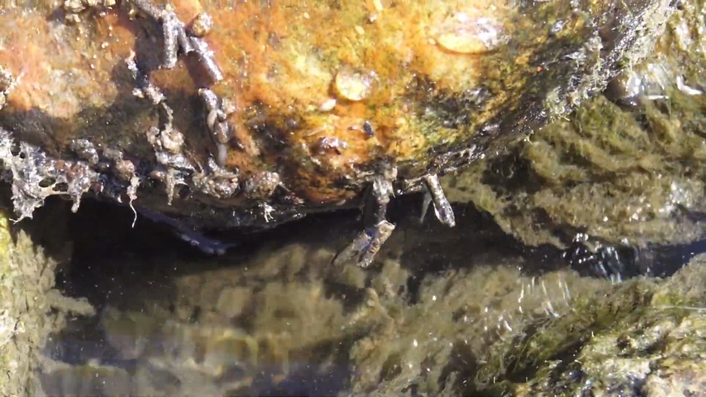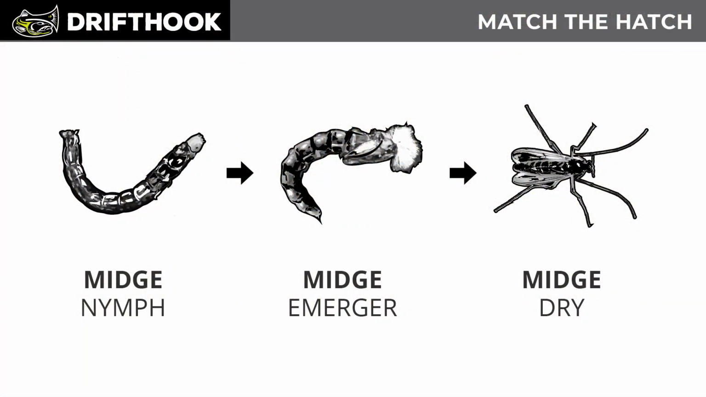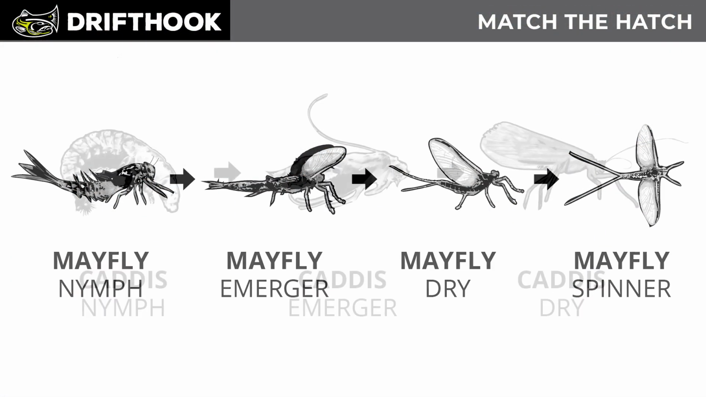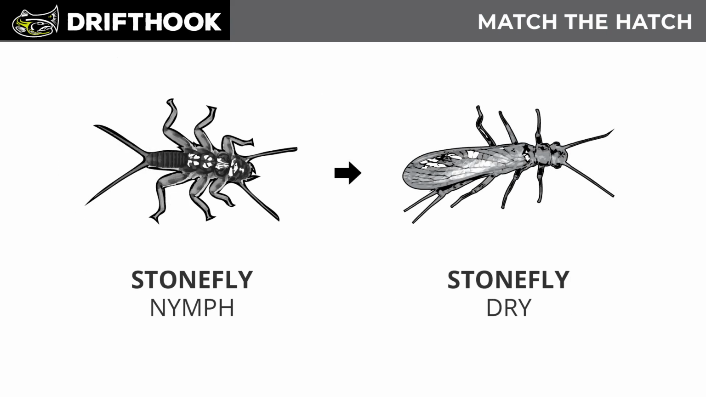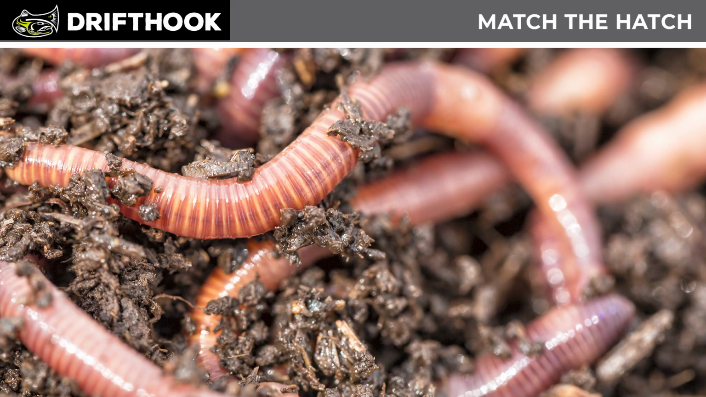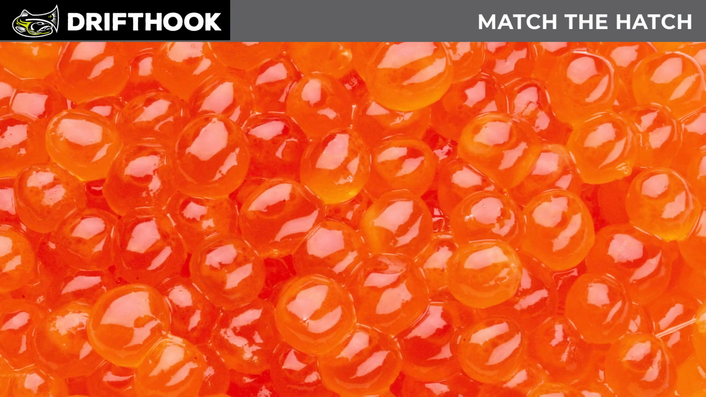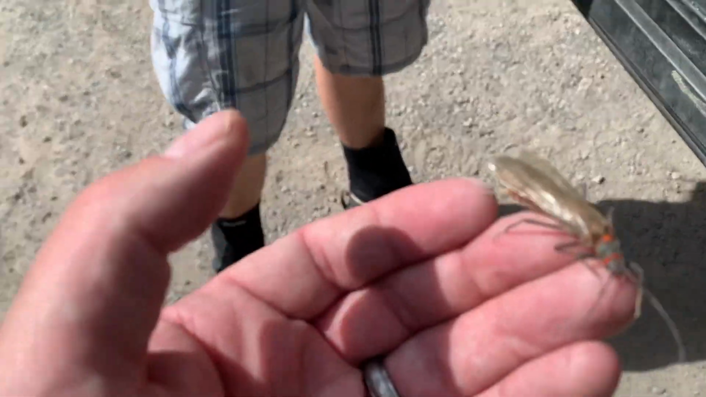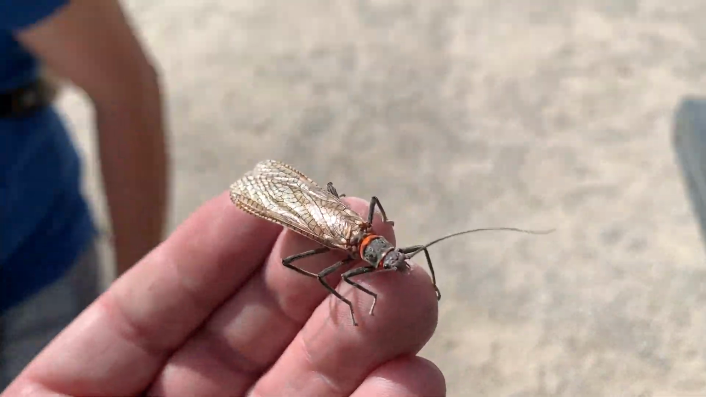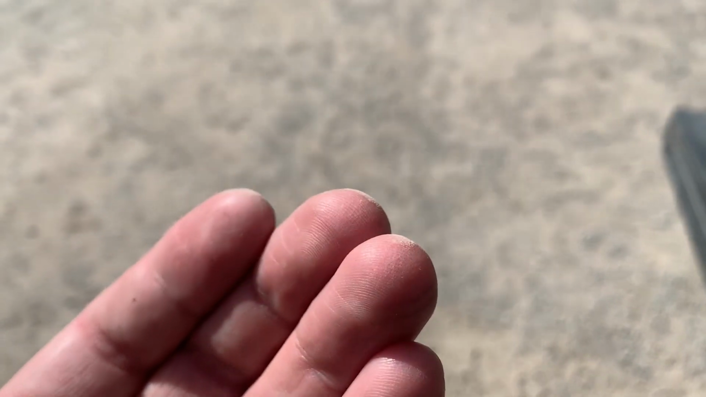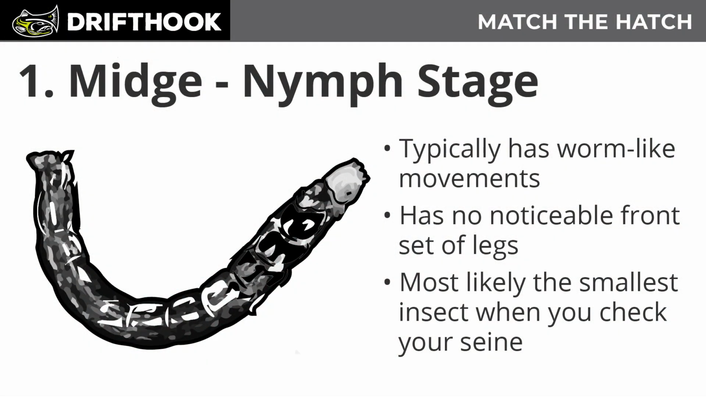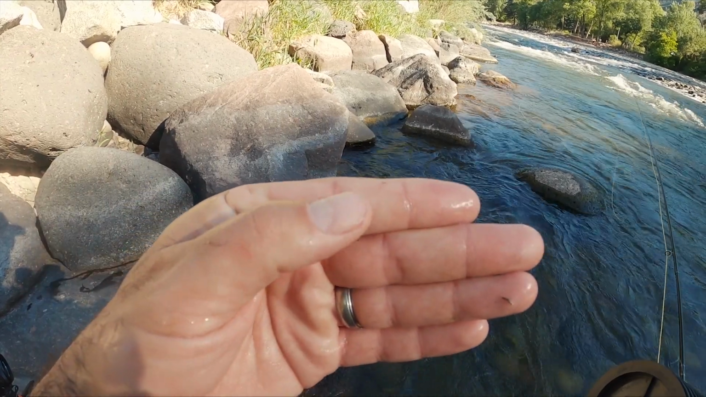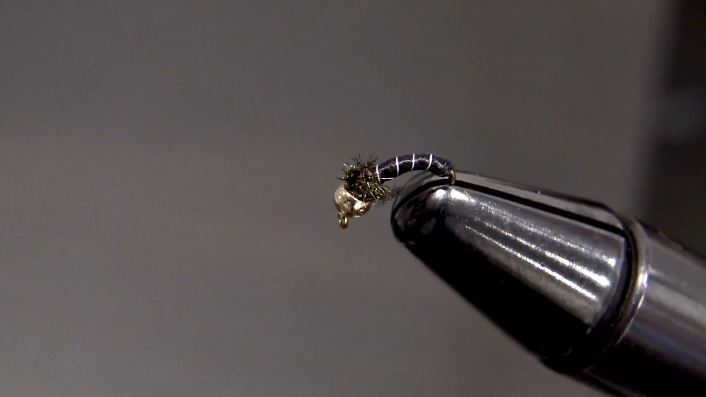The 6 orders of flies in our program can be simplified into these groups: the Midge, the Mayfly, the Caddis, the Stonefly, worms and annelids, and eggs. The following slides will show illustrations of each stage of these orders and will help you recognize them easily on the water. The first is the Midge in the Nymph stage. Now, this typically has worm-like movements, they're very small, it has no noticeable front set of legs, and it's most likely going to be the smallest insect when you check your seine.